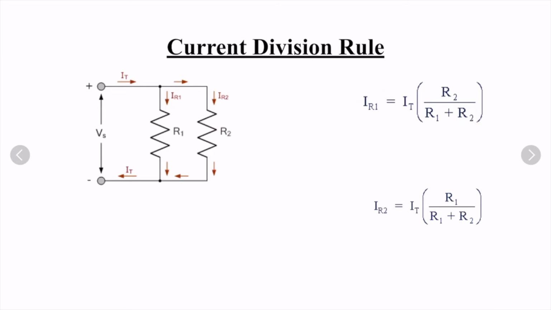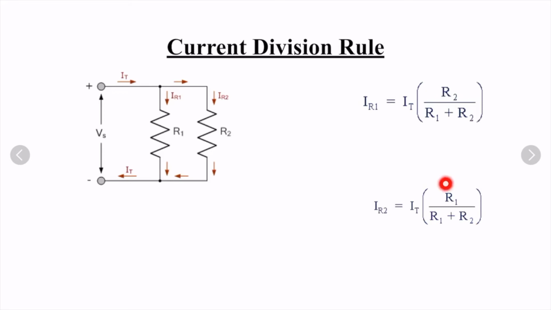So what is the current division formula? It says that branch current is equal to the total current multiplied by the opposite arm. That means if you are calculating for R1, you will multiply by R2 and divide by R1 plus R2. Similarly, if you are calculating the current through R2, that is IR2, it is the total current multiplied by R1, that is your remaining or opposite resistance, divided by R1 plus R2.